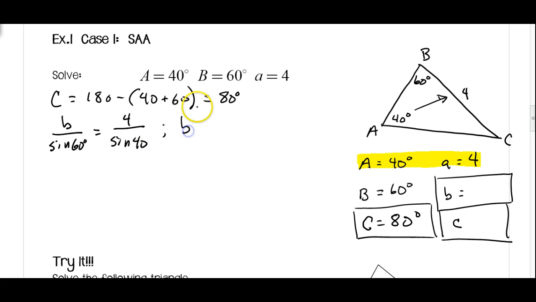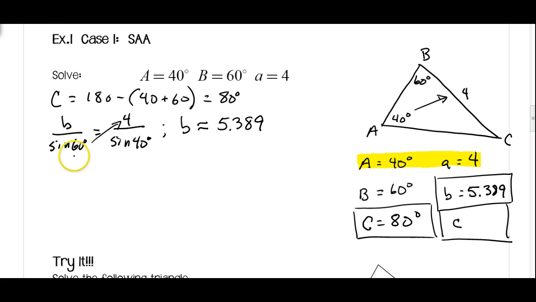And then really all I have to do is cross multiply this way, so I'll have 4 sine 60, make sure you close your parentheses on your calculator and make sure you're in degree mode, divided by sine 40, and we should get that B is approximately 5.389. So if you want to pause the video and make sure that you get that number.